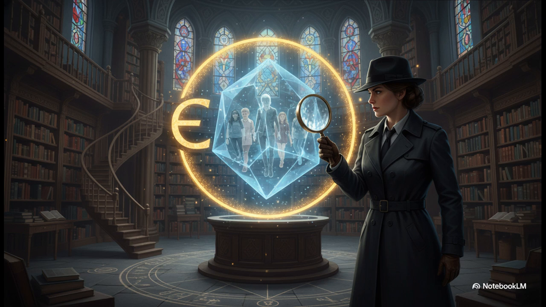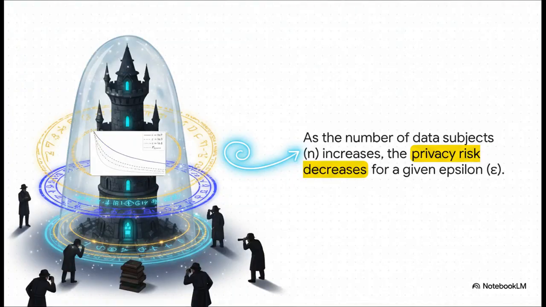Epsilon is the one thing that limits how much more certain she can become. Now, here's what's so fascinating about how this works. The risk to any one person isn't fixed. As you can see here, when more people join a study, when N gets bigger, the privacy risk for any single one of them actually goes down. Why? Because your personal data just has a much smaller effect on the final outcome when you're 1 in 1,000 versus 1 in 10.